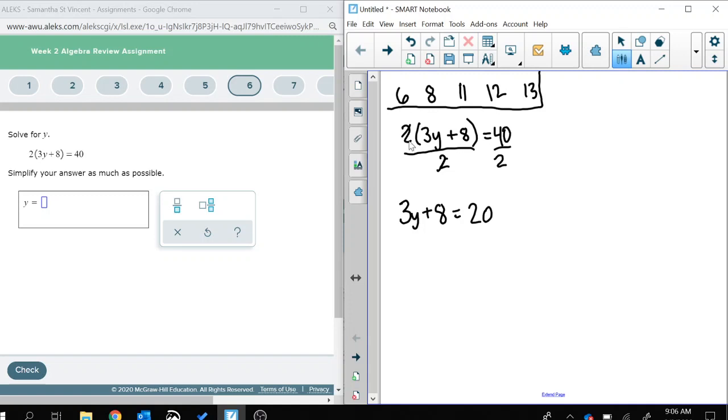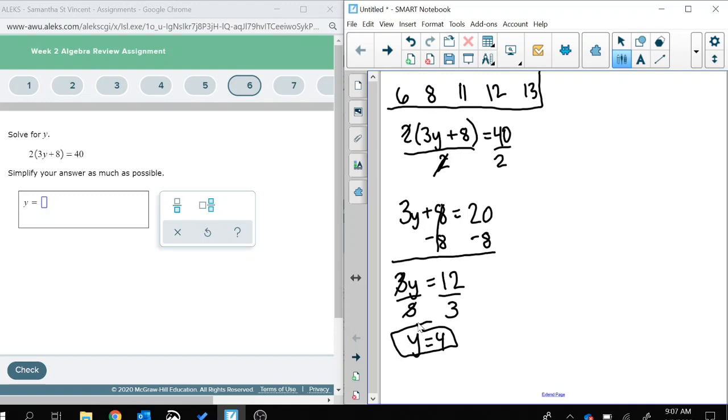Remember, anything divided by itself is 1, and anything times 1 is just itself, which is why I'm left with just the 3y plus 8. From here, I have a simple linear equation, so I can subtract 8 from both sides. Remember, what we do to one side of the equal sign, we have to do to the other. So those will go away, and I have 3y equals 12. Now I divide both sides by 3 because division is the opposite of multiplication, and my 3's will cancel out, so I have y equals 4. So there would be my simplified answer.